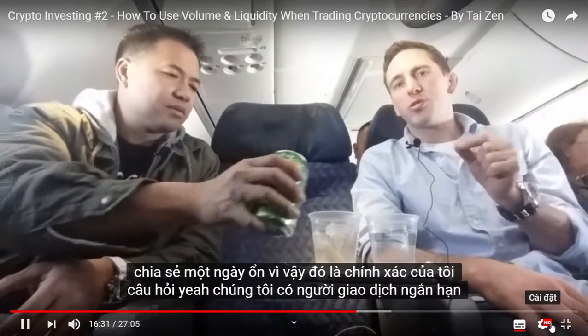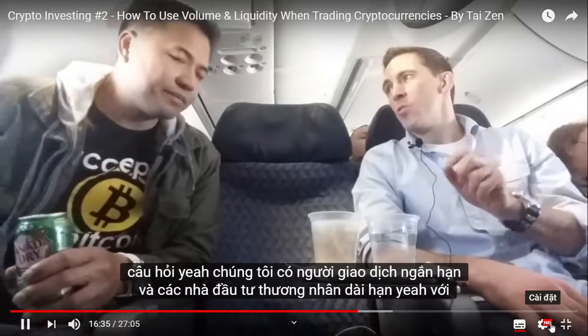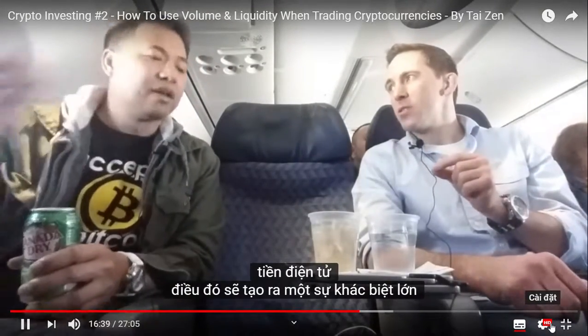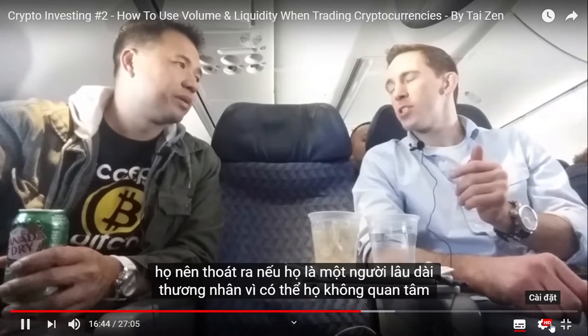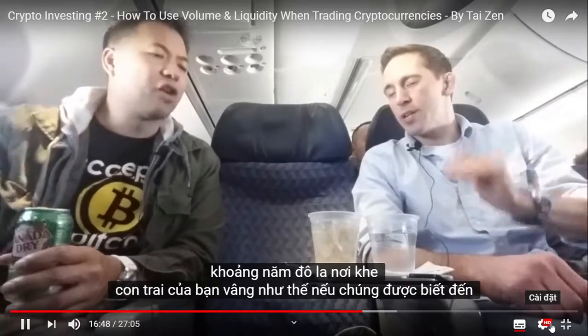We have short-term traders and long-term investors. With cryptocurrencies as well, will that make a huge difference? Yes, in terms of when they should enter and when they should exit. If they're a long-term trader, maybe they don't care about $5 worth of slippage or something like that, if they're looking for a longer-term trade.